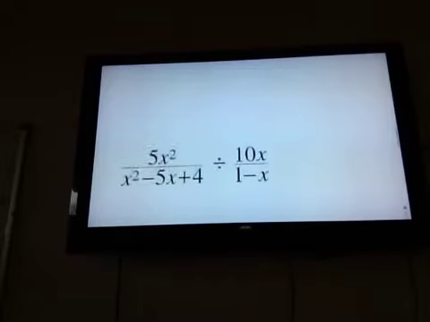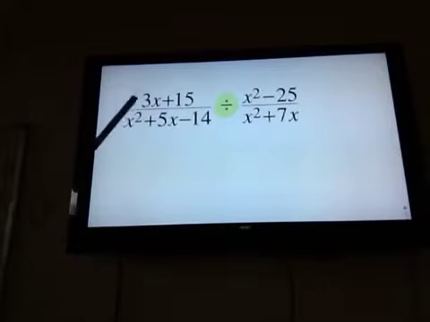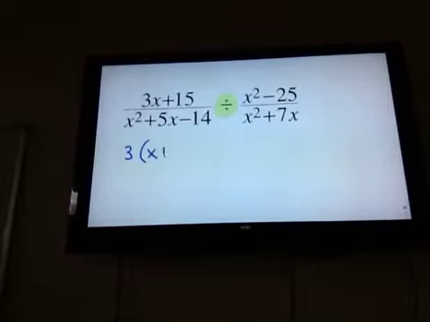I think that's my other two. Okay, so my first numerator. This is our big one because it's got factoring in every single spot. First numerator, common factor. Yes. Take out a 3. I'm left with x plus 5.